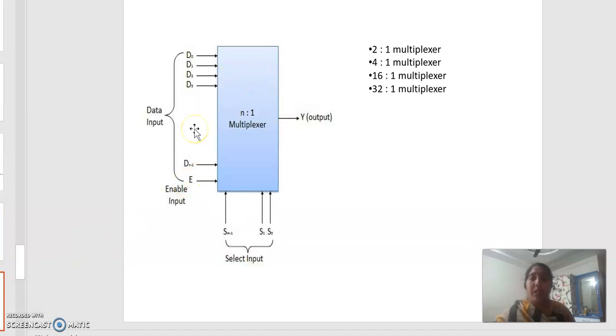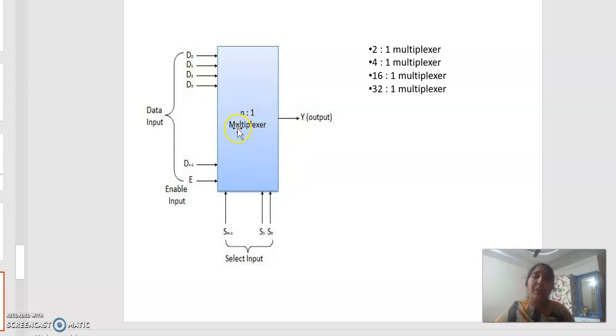This is the block diagram of the multiplexer. As we have already seen, the multiplexer contains n data input lines, from D0 to D(n minus 1), one enable input pin, m selection lines, and a single output. The number of selection lines can be determined by writing the number of input lines in terms of powers of two, and the power value we get is equal to the number of selection lines.